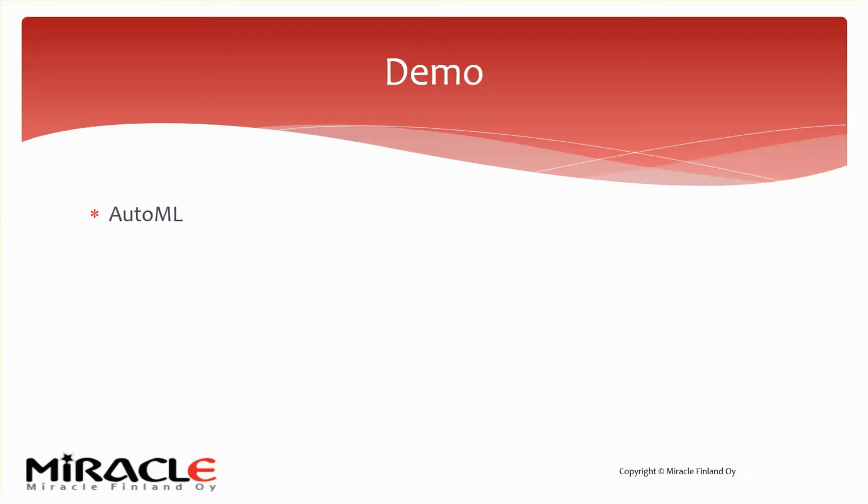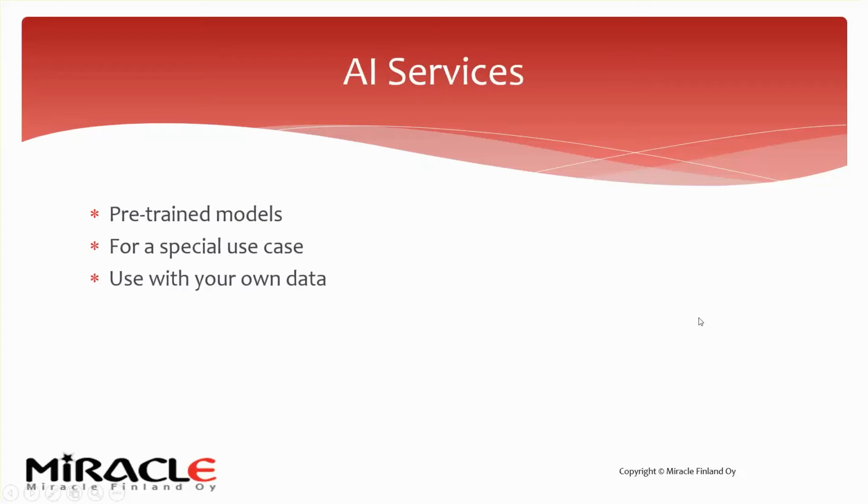So that was AutoML very briefly. So now you hopefully understand what AutoML is about. The next thing we were planning to talk about today is AI services. AI services are pre-trained models for a certain use case, and you can use those pre-trained models with your own data to solve those kinds of tasks for machine learning.